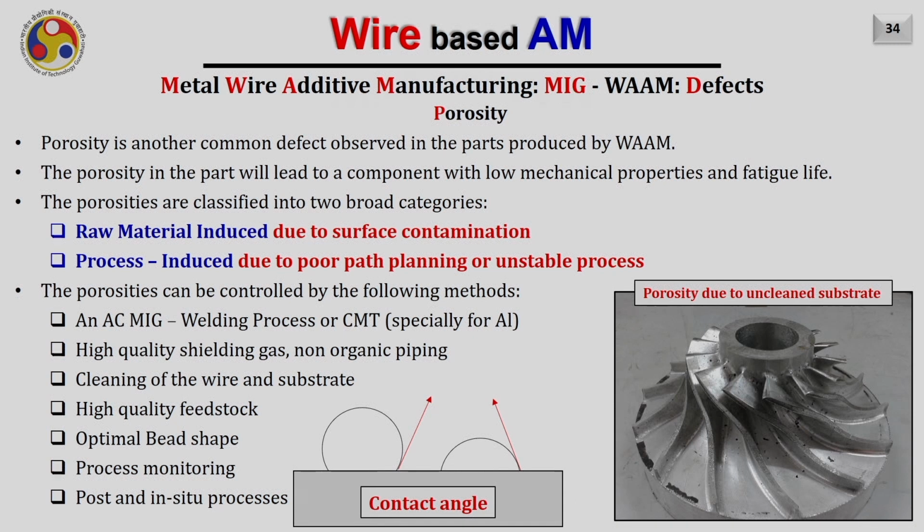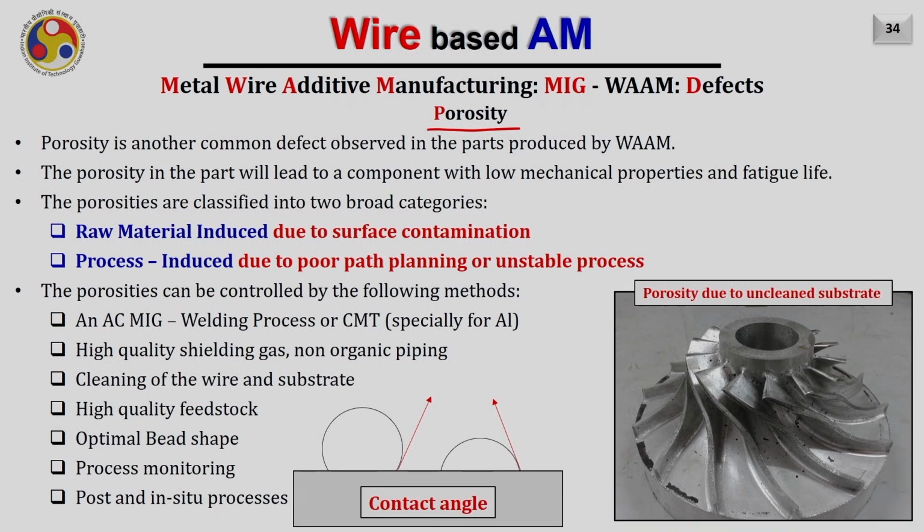Another defect popularly seen in the wire arc additive manufacturing process is porosity. Porosity is a common defect observed in parts produced by WAAM. The porosity in the part will lead to a component with low mechanical strength and fatigue life. The porosities are classified into two broad categories. One is the raw material induced porosity and another is the process induced porosity.